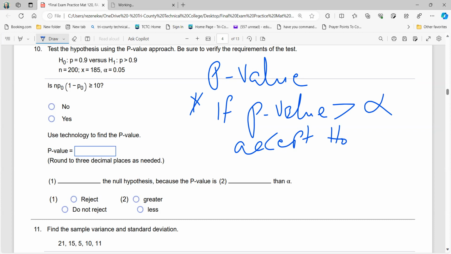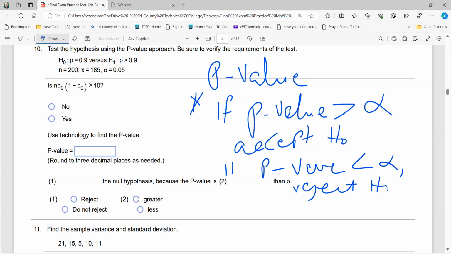Let's say again, if p-value is less than alpha, you reject the null. All right, so that is the condition for using p-value. And this is another proportion question. So you must answer the question about conditions.